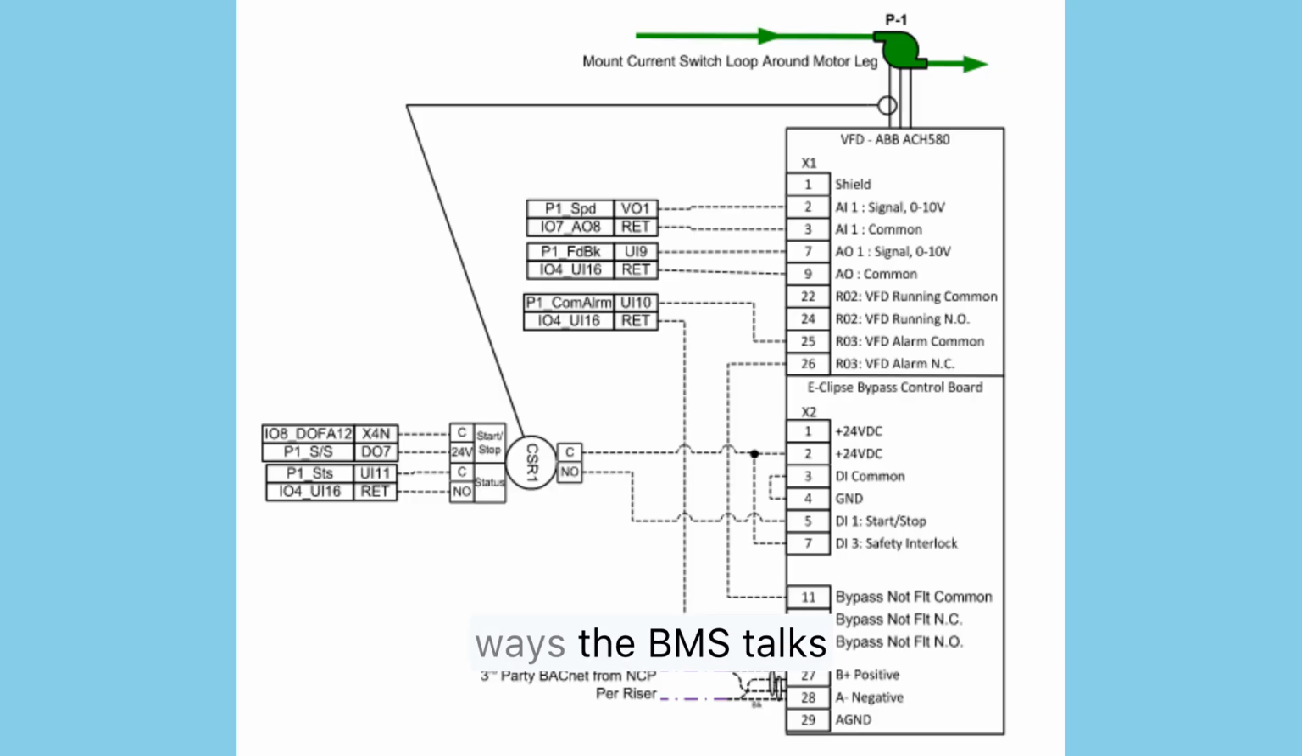There are two main ways the BMS talks to the VFD. First, through hardwired signals. The BMS sends a 0 to 10 volt signal to the VFD to control the speed of the pump, and the VFD sends feedback, a 0 to 10 volt signal, to the BMS for speed or frequency return.